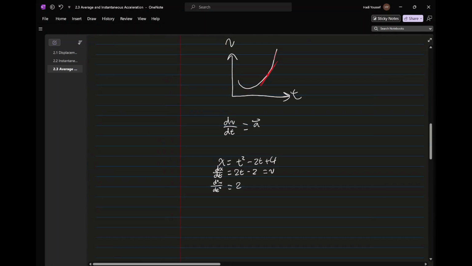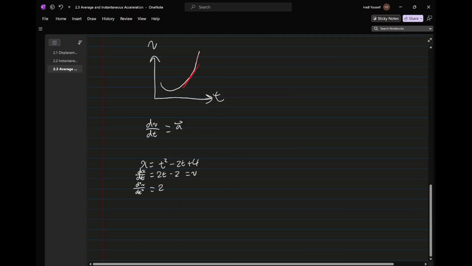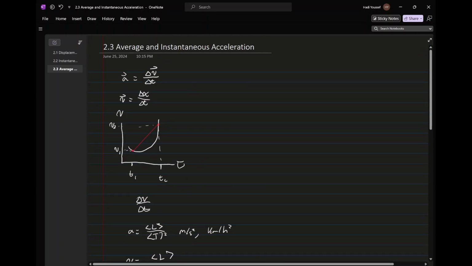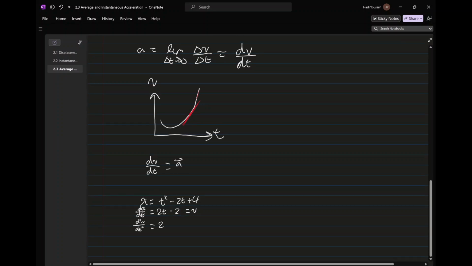So yeah, that's how you find an instantaneous acceleration. And that's generally how average and instantaneous acceleration works.